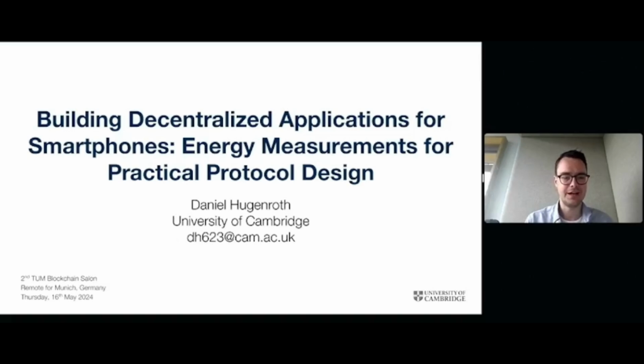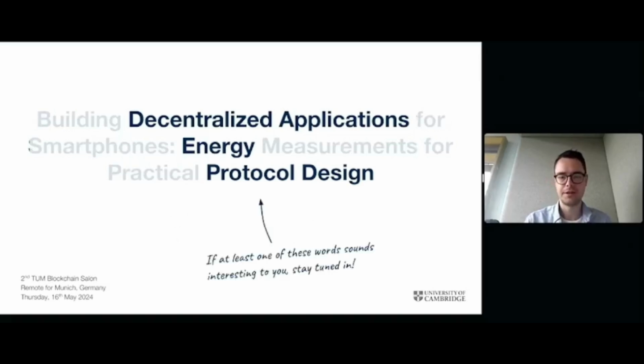Yeah, so my talk has a pretty long title: building decentralized applications for smartphones, energy measurements for practical protocol design. But literally, it boils down to this part. So if you're interested in any of these words, hopefully you find the talk interesting. It's more on the practical side, but I think still very relevant to talk about and might be interesting, especially for those of you who are implementing such protocols, especially with mobile users.